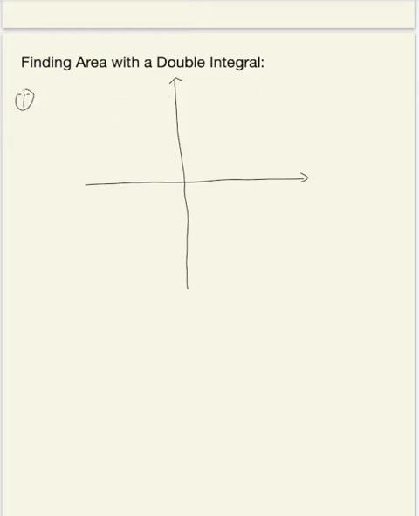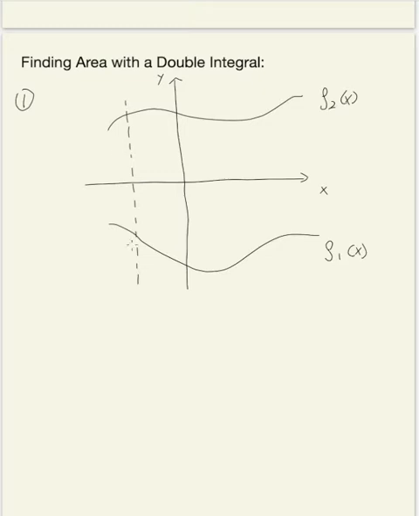This is the first diagram I'm going to draw. This is, let's say, g2 of x. This is the y coordinate. This is the x coordinate. This is g1 of x. This is x equals a. This is x equals b.